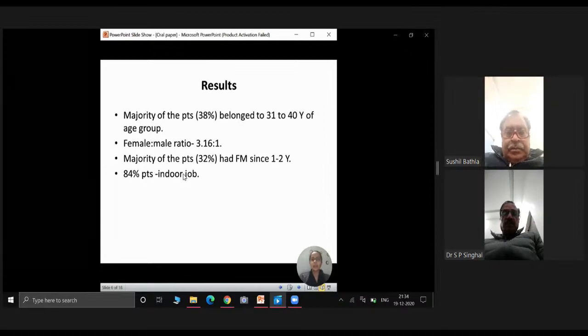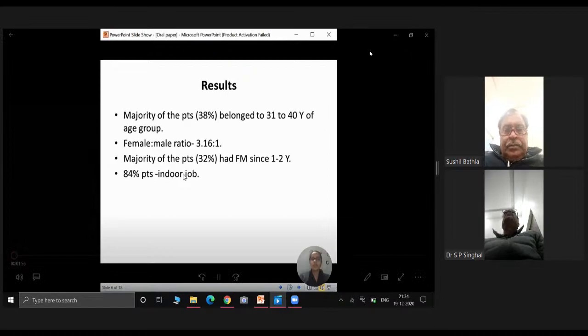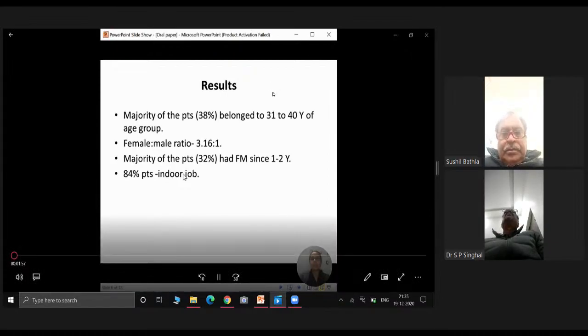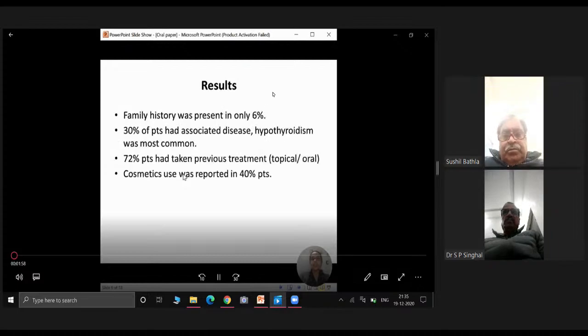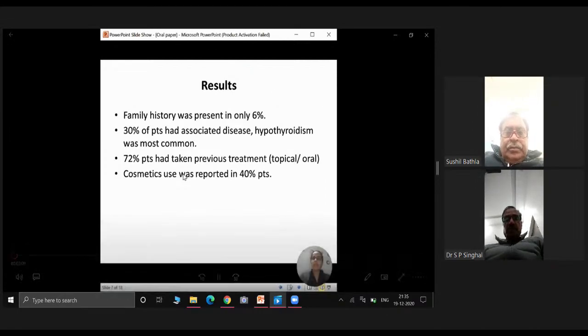32% of the patients had facial hyperpigmentation since last 1 to 2 years. Family history was present in only 6% of the patients. 30% of the patients had associated disease, of which hypothyroidism was most common. 72% patients had taken previous treatment in the form of topical or oral medication. Cosmetic use was reported in 40% of the patients.